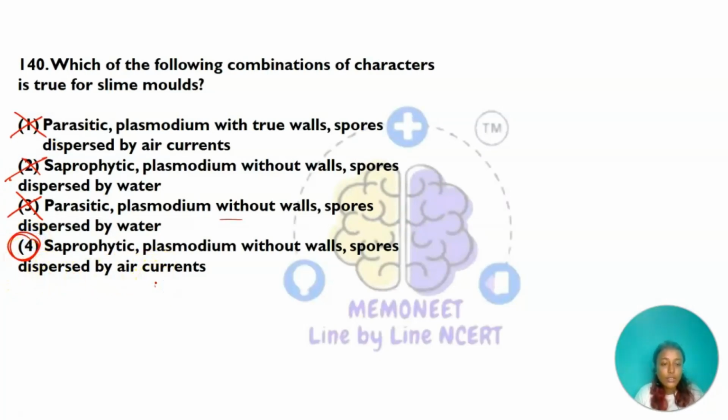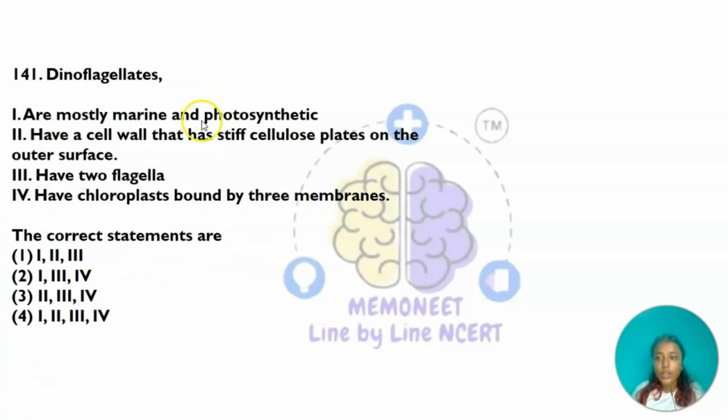So under suitable conditions, they form an aggregate, which is known as plasmodium without walls. And spores are extremely resistant and survive for many years even under adverse conditions. And these spores are dispersed by the air currents, spreading them into the environment so that new slime molds can grow from them. So let's move on to the next one.